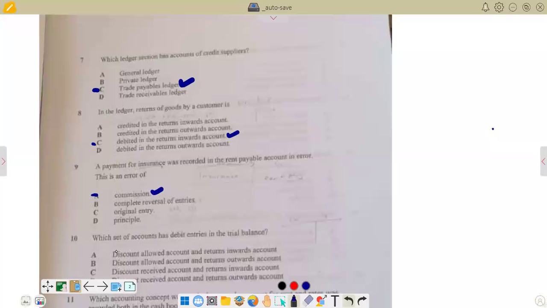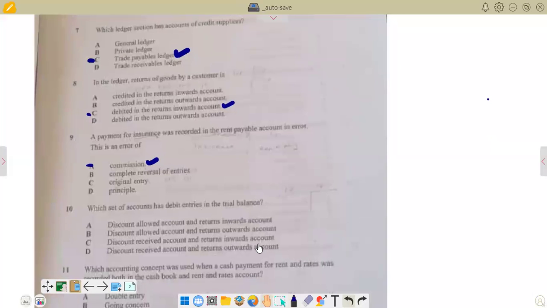Then we go to the next one, which set of accounts has debit entries in the trial balance. So we are just going to look at the ones that are supposed to have debit entries in the trial balance. If you go through the responses, we have discount allowed as the first one. You see that discount allowed is an expense, so it has a normal debit, which is correct. And then returns inwards also has the normal debit again. So A is correct.